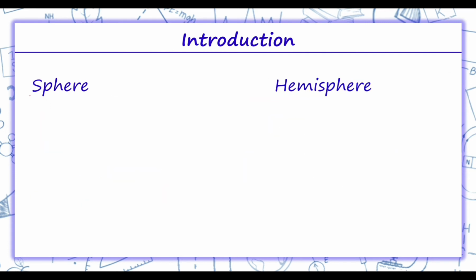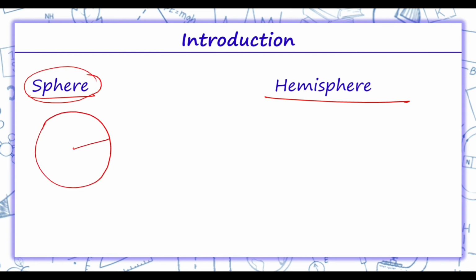Next, solid figures are sphere. So sphere is like this, whose radius is r. So its curved surface area, or we can say total surface area, is the same, which is 4 pi r square, and its volume is 4 by 3 pi r cube.